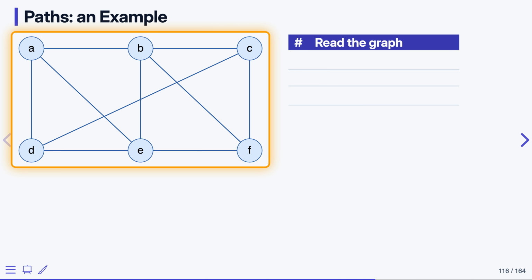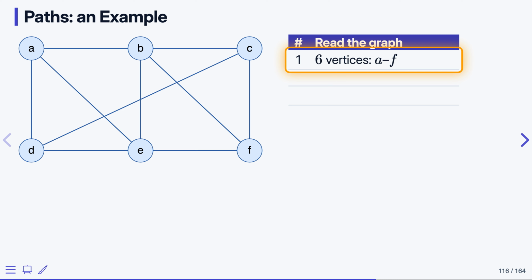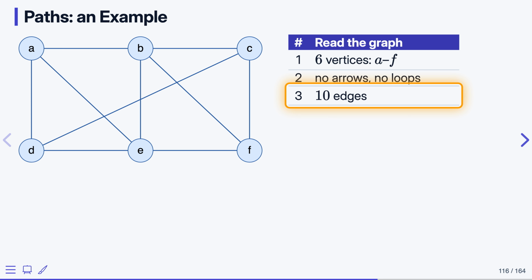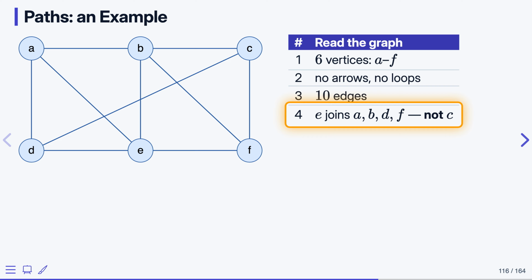Let's read this graph before we test any walk on it. Step 1, 6 dots A through F. Step 2, no arrows and no loops. Step 3, 10 lines: AB, BC, AD, CF, DE, EF, BE, AE, CD, and BF. Step 4, and one fact we will need in a moment. Vertex E is joined to A, B, D, and F. It is not joined to C. Remember that.